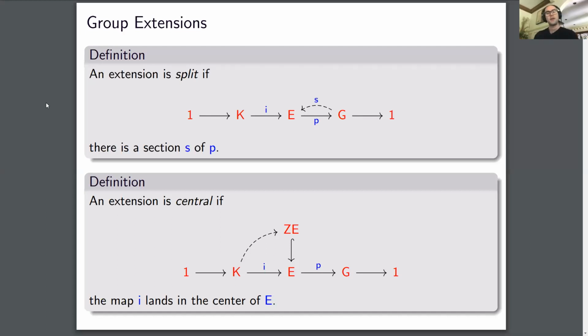And another example, and this only really works if K is abelian, although at the very end I'll maybe talk about how we can problematize that idea. But an extension is central if the kernel lands in the center of E, and the center is all elements of the group that commute with every other element. Okay.